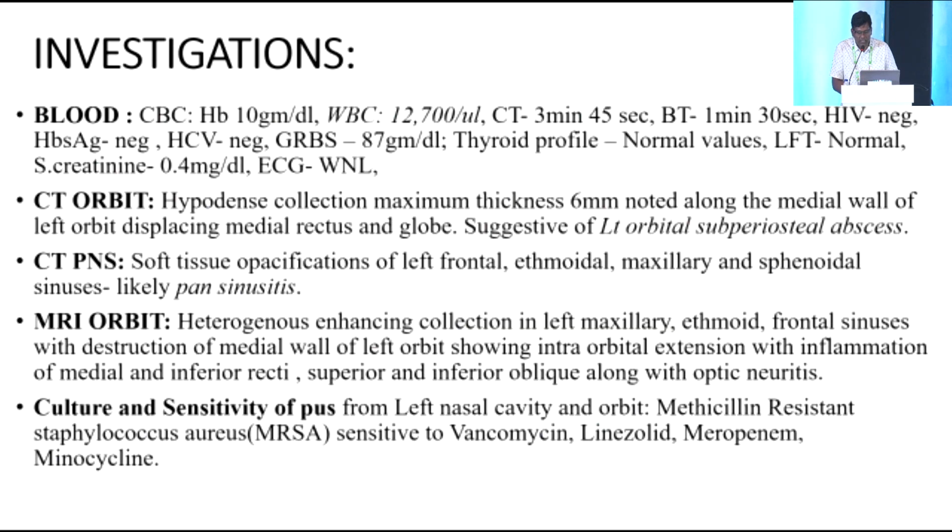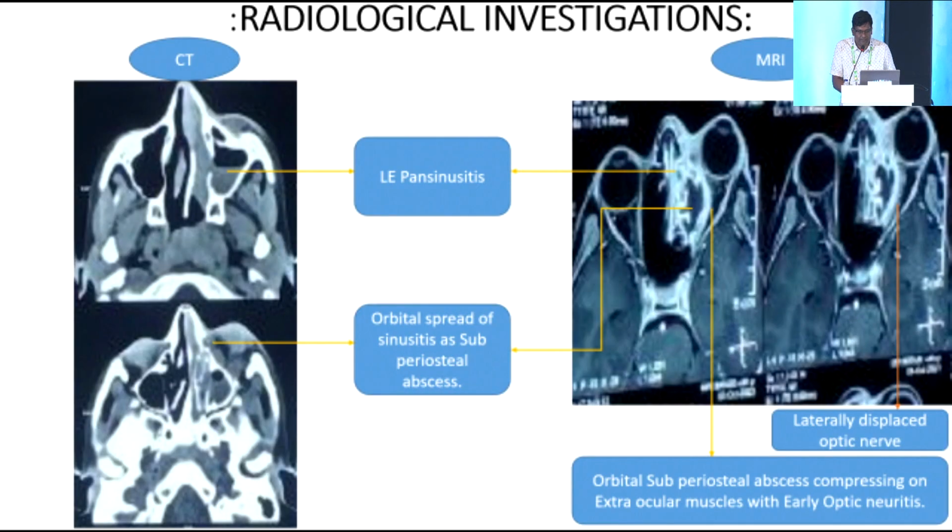CT orbit was suggestive of left orbital subperiosteal abscess. CT PNS showed mild pansinusitis. MRI orbit showed signs of optic neuritis and pansinusitis. On culture and sensitivity, methicillin-resistant Staph aureus was identified, which was sensitive to vancomycin, linezolid, meropenem, and minocycline.